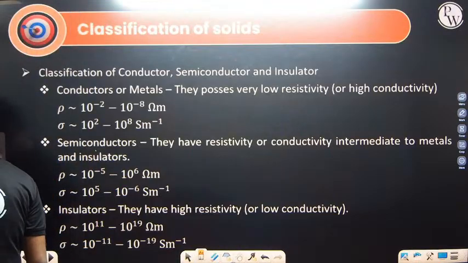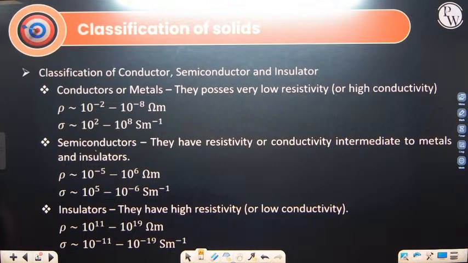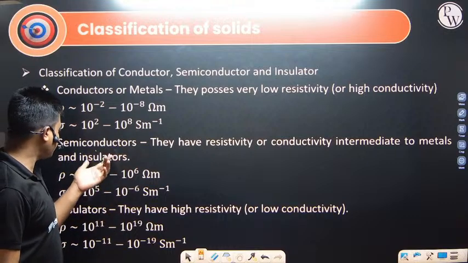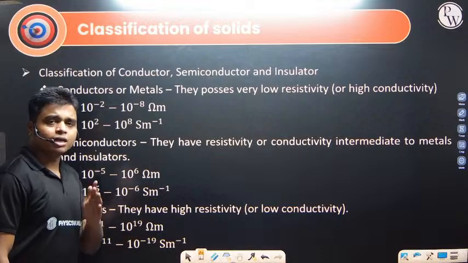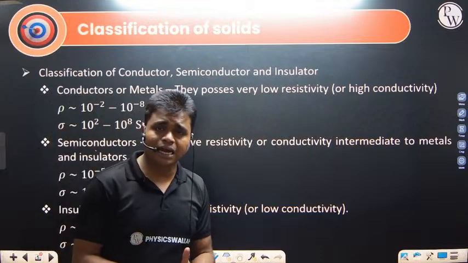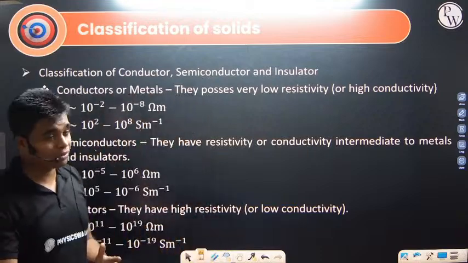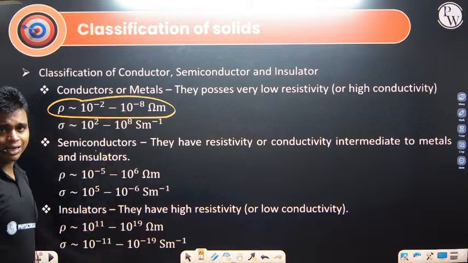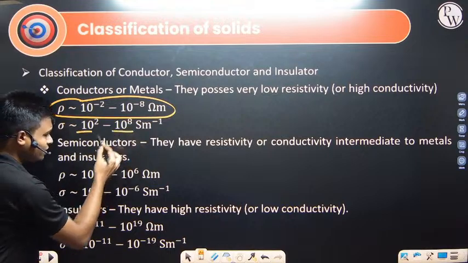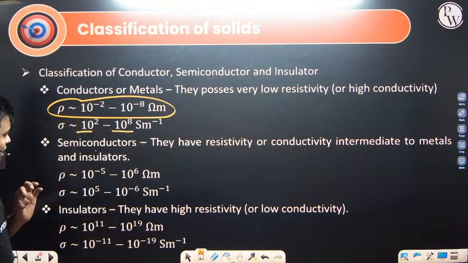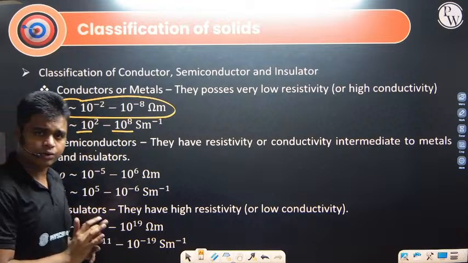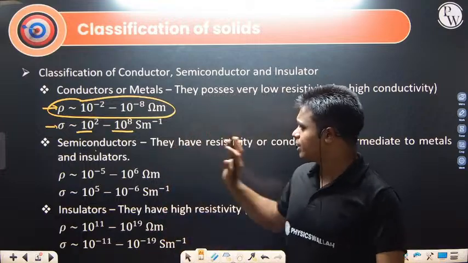If we talk about solids, we can categorize them in 3 parts. First is conductor, second is semiconductor, and third is insulator. Conductors are the solids which conduct electricity and have a low value of resistivity and a high value of conductivity. Resistivity is 10 to the power minus 2 to 10 to the power minus 8, and conductivity is 10 to the power 2 to 10 to the power 8. I would suggest you memorize this resistivity and conductivity part. This is for metals.